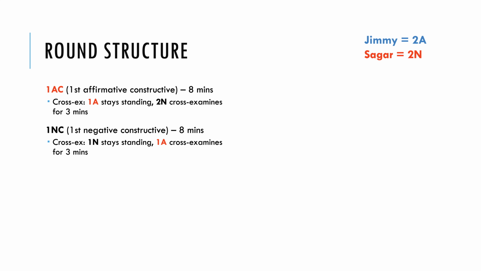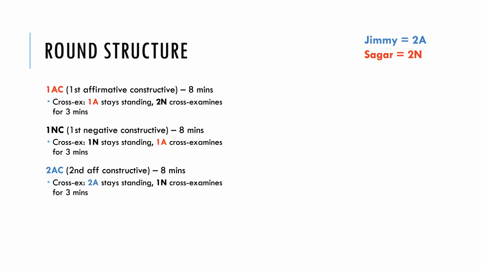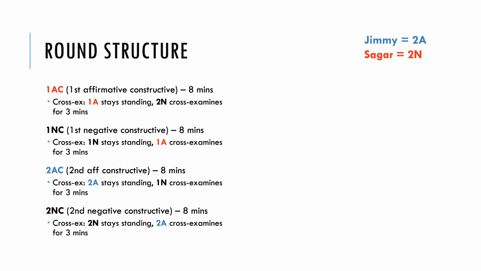Why does that make sense? Because Jimmy's about to give his speech. So Jimmy, the 2A, stands up and gives his 2AC. So notice, the 1A, Sagar, has already done 3 different things in the debate before Jimmy has even spoken. He's given the first affirmative speech, he's responded to cross-examination questions, and then he has asked a set of cross-examination questions. So now Jimmy stands up, he gives his 2AC, second affirmative constructive, and he stays standing to answer cross-examination questions. Then the 2NC stands up, and Jimmy, after that speech, then stands up and cross-examines the 2NC for 3 minutes.